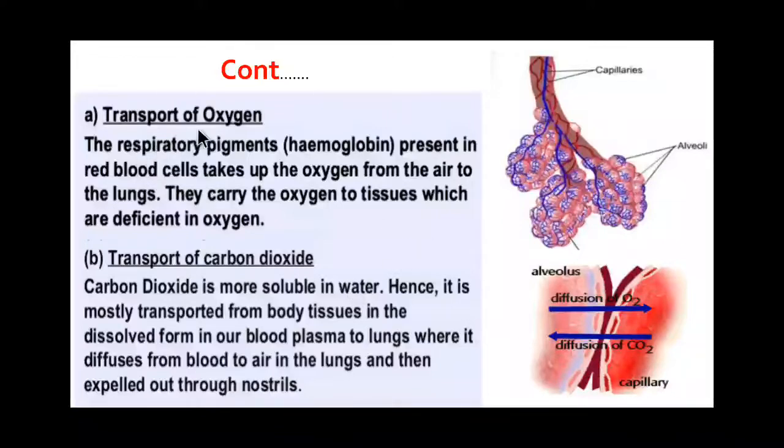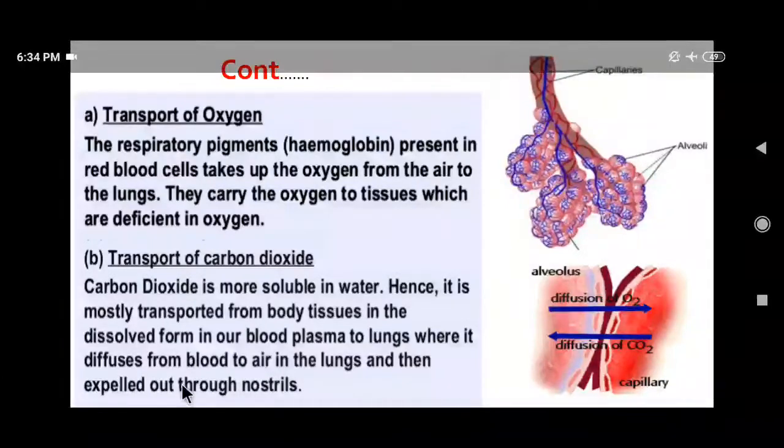So how will the transport of oxygen take place? In short, the respiratory pigment hemoglobin present in the red blood cells takes up the oxygen from the air in the lungs. Okay, and they carry the oxygen to tissues which are deficient in oxygen. Carbon dioxide is more soluble in water, and hence it is mostly transported from body tissue in the dissolved form in blood plasma to the lungs, where it diffuses from the blood to air in the lungs and is expelled out through the nostril.